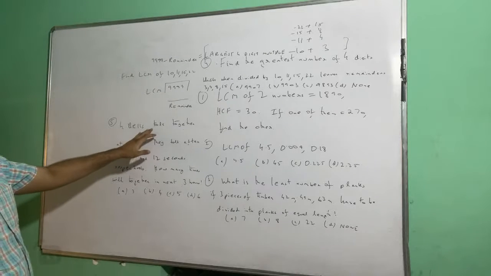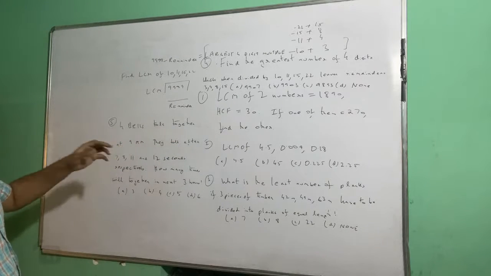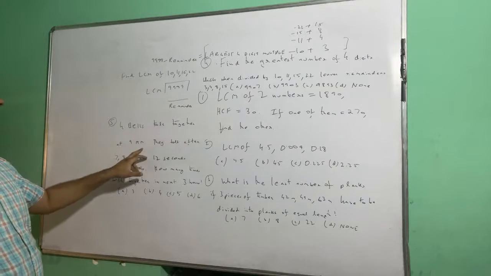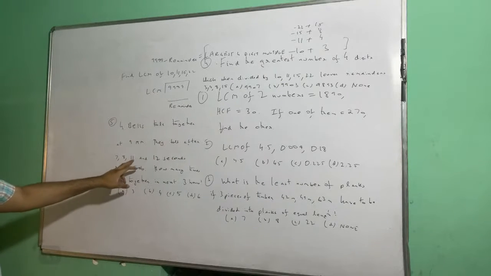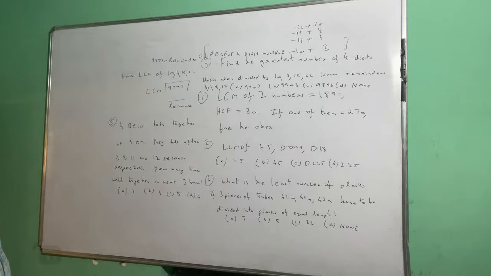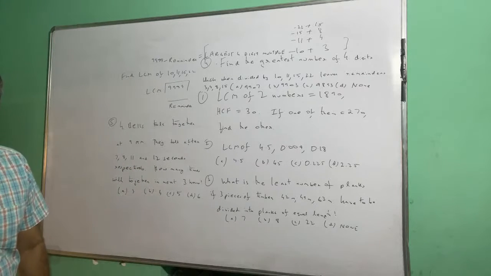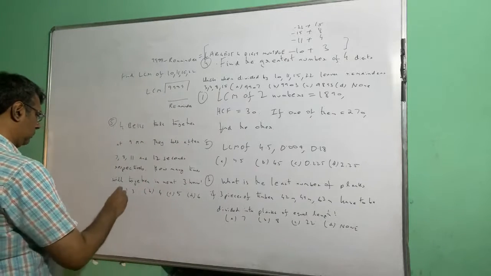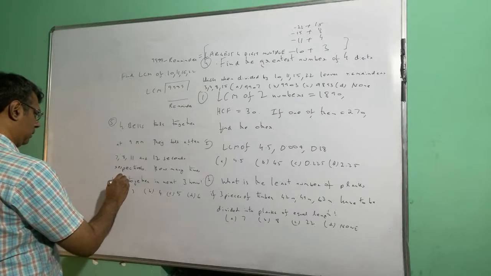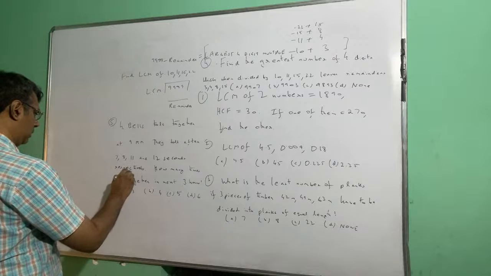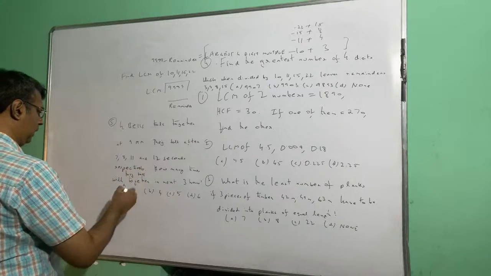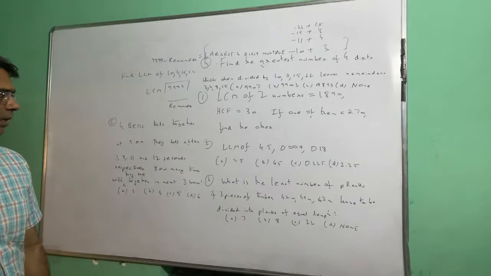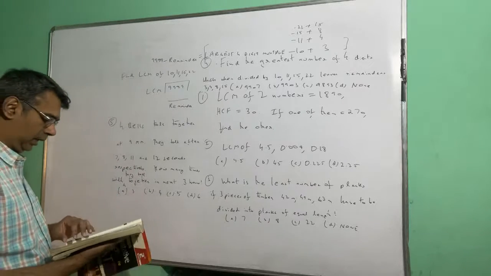Okay, 4 bells tolled together at 9 a.m. They toll after 7, 8, 11 and 12 seconds respectively. How many times will they toll together in the next 3 hours? That is the question.